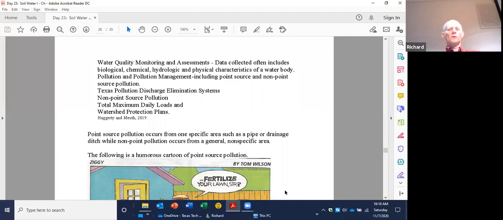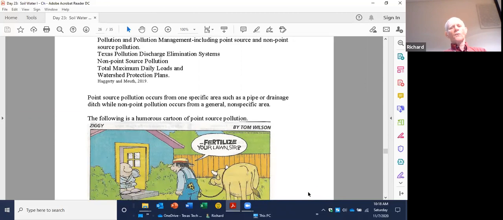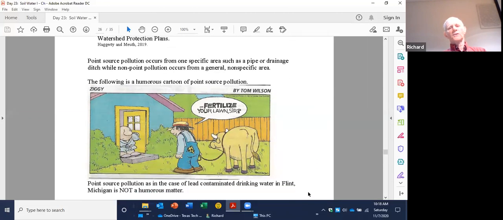and non-point source pollution. Texas Pollutant Discharge Elimination System, non-point source pollution, total maximum daily loads, and watershed protection plans. Point source pollution occurs from one specific area, such as a pipeline or drainage ditch, while non-point source pollution occurs from a general area. The following humorous overhead cartoon is a short cartoon of point source pollution.